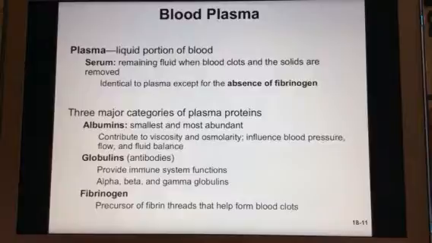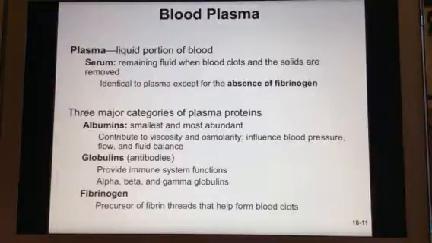There are plasma proteins in the blood plasma that are important, and these three are the ones that I need you to memorize because they will each have a role later. So albumins are the smallest and most abundant. They contribute to the viscosity and osmolarity of the blood. They influence blood pressure, flow, and fluid balance. We will have a review over viscosity and osmolarity coming up.